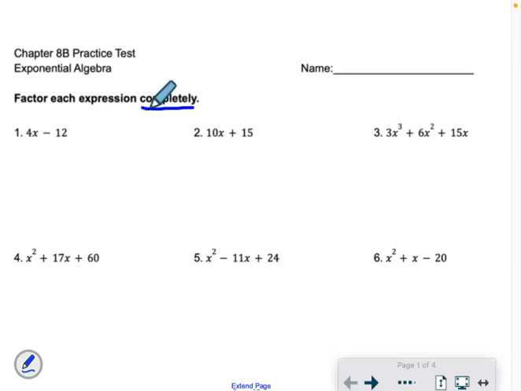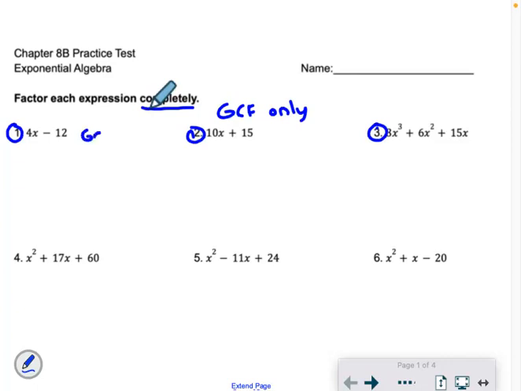The first three right here, 1, 2, 3, these are all GCF only. What that means is after I do the GCF, there's nothing else that I can do. So for number 1, the first thing we might look at is is it a difference of squares? And it's not. 4 is a perfect square, but x and 12 are not. So all we can do is take out a GCF of 4.